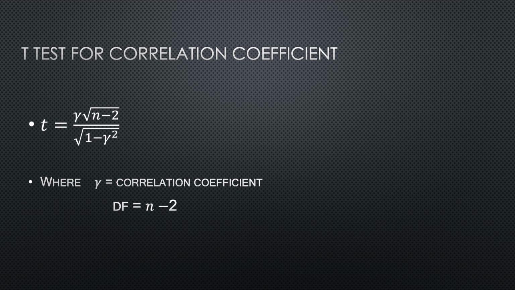T-test for correlation coefficient. T is equal to r into root of n minus 2 divided by root of 1 minus r square, where r is the correlation coefficient. df equals n minus 2.